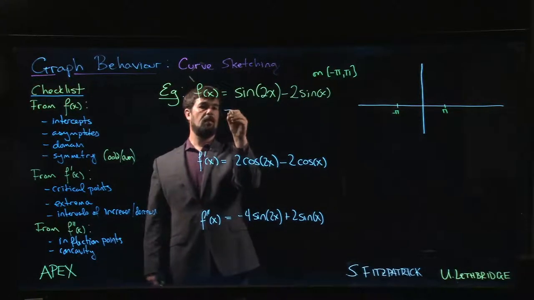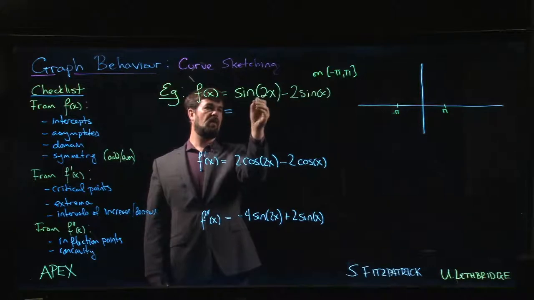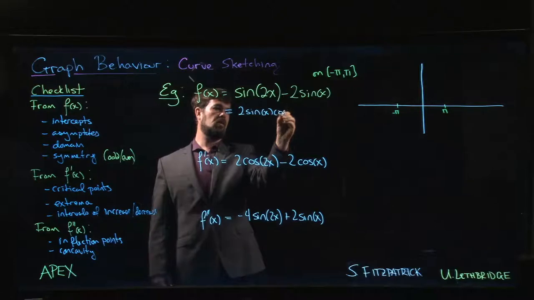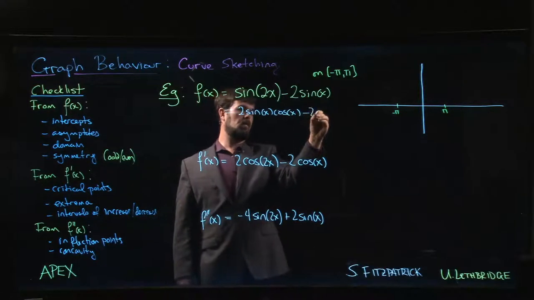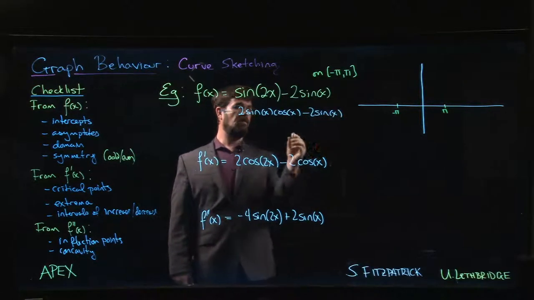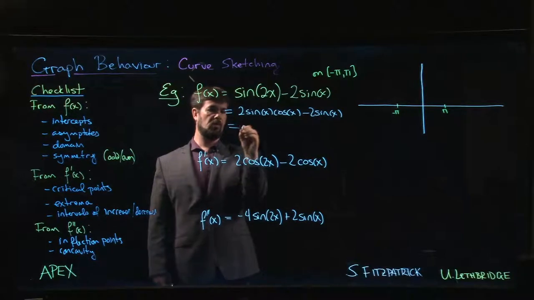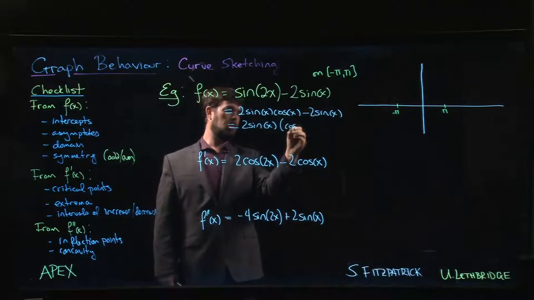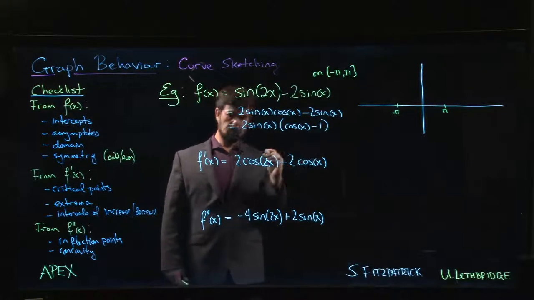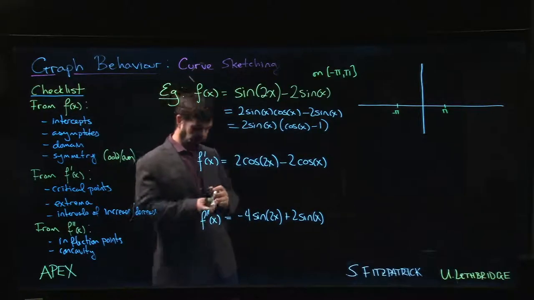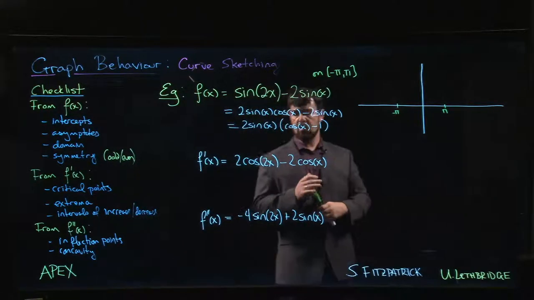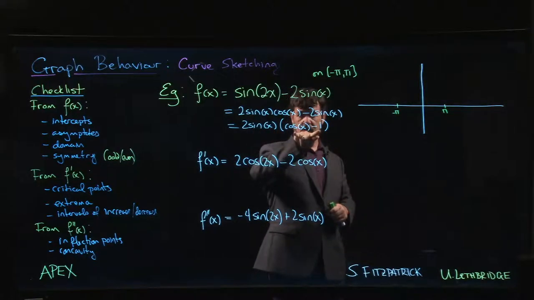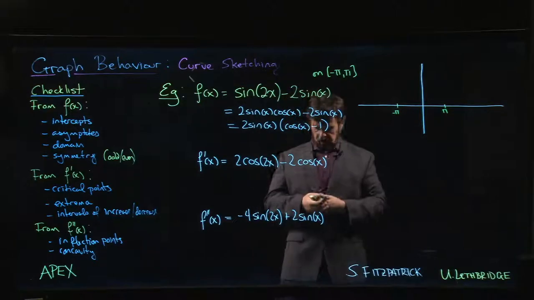If we want to find intercepts here, we should factor, right? We know that sine 2x is the same thing as 2 sine x cos x. And now that's useful because 2 sine x is common to both terms. Okay. So it makes it a little bit easier to see where the function is 0. So it's going to be equal to 0 when either sine x is equal to 0 or when cos x is equal to 1.